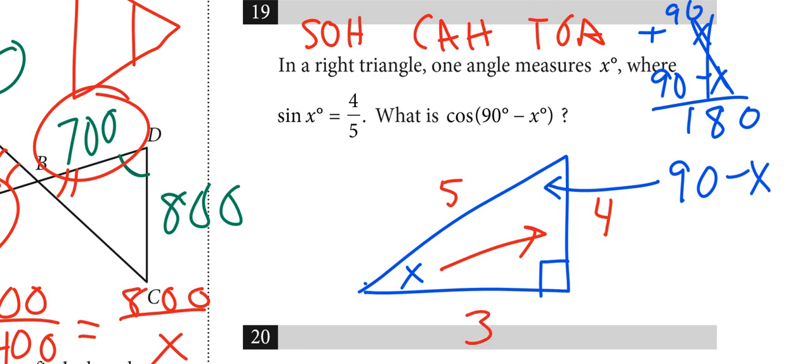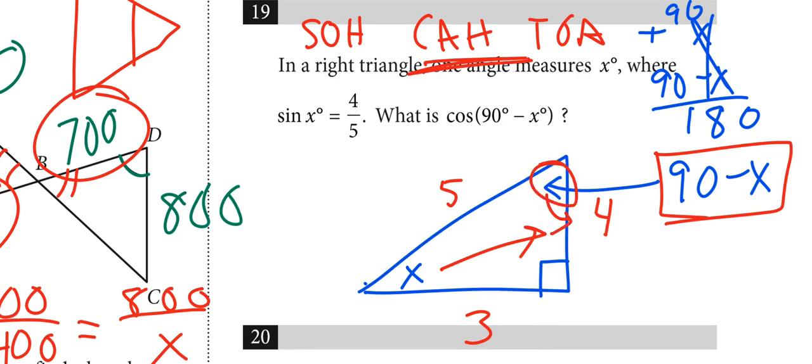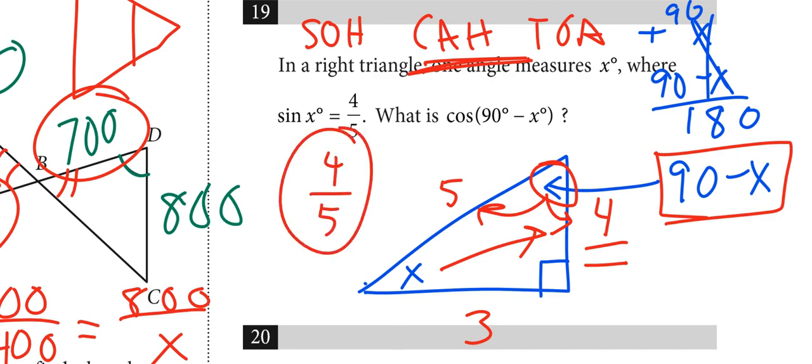I don't care that this is a 3, by the way. It really doesn't matter to me. What I care about is the cosine of this other angle. Cosine is the adjacent side divided by the hypotenuse. Well, the adjacent side to the angle I'm dealing with up here is 4. And the hypotenuse is 5. So the answer to the question is exactly what they started with. 4/5. They gave you the answer.